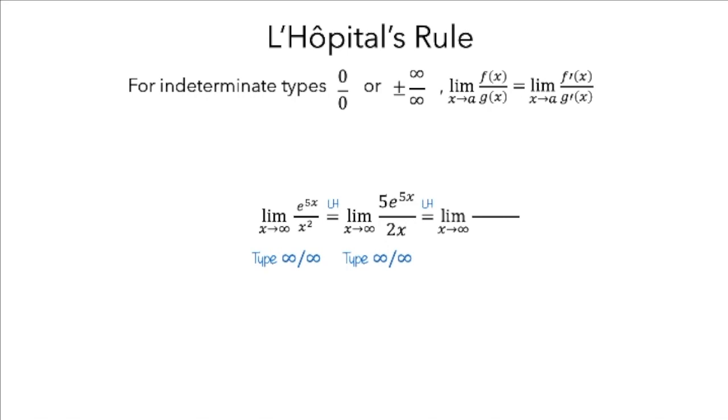Again, we'll need to use the chain rule for the numerator to get 25 e to the 5x, and the derivative of the denominator is 2. This time, the numerator goes to infinity as x gets larger because e to the 5x will continue to grow without bound, but the denominator is always equal to 2, no matter how large x may be. So this is not an indeterminate form, and the limit must be infinite because the numerator is growing without bound while the denominator is constant.